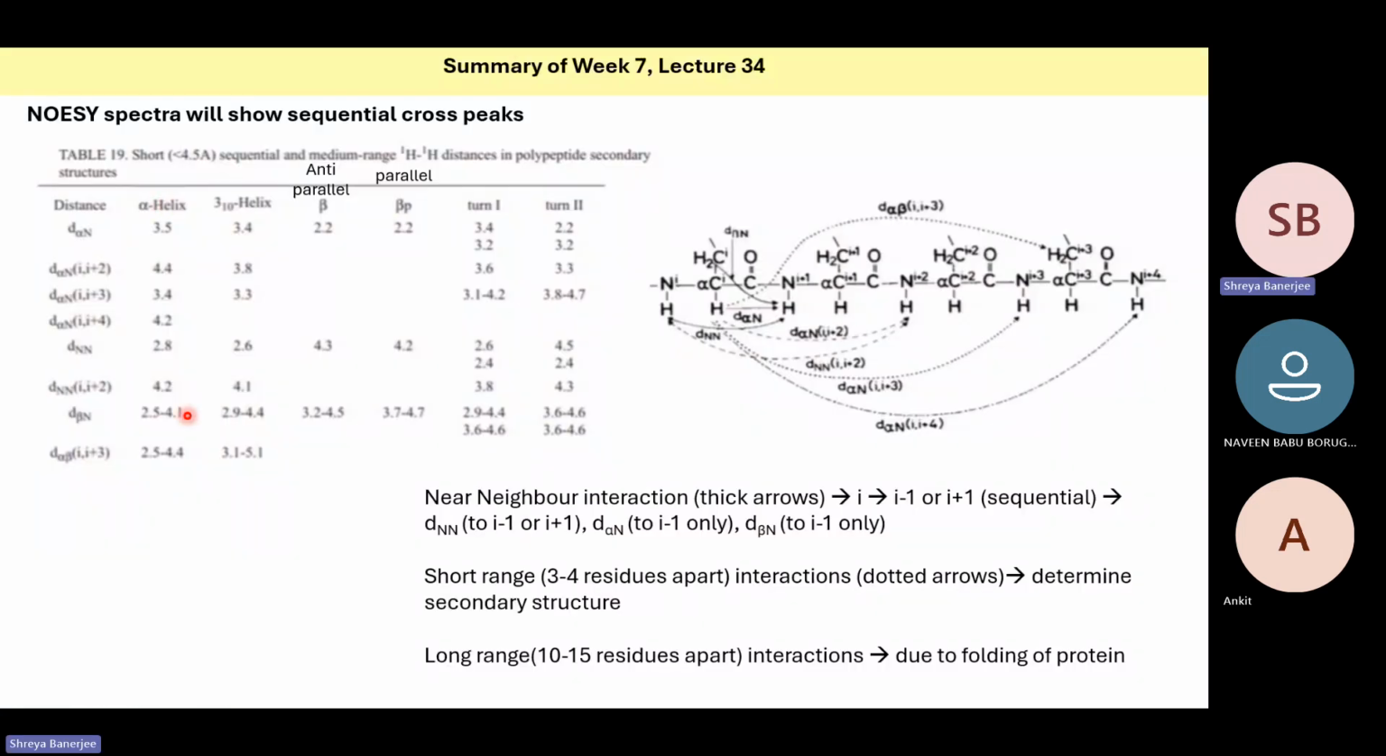Alpha helix has very distinct distances. So we will first look at this d alpha N. D alpha N is a near neighbor interaction, and using this we can find out the order of the amino acids. Then we will look at d alpha N (i, i+2).